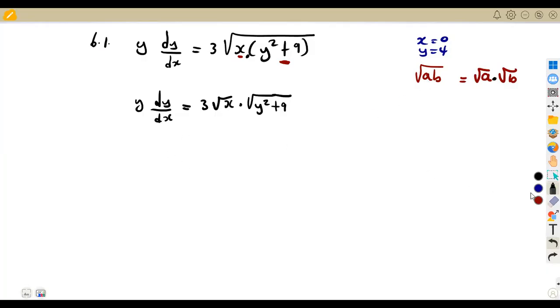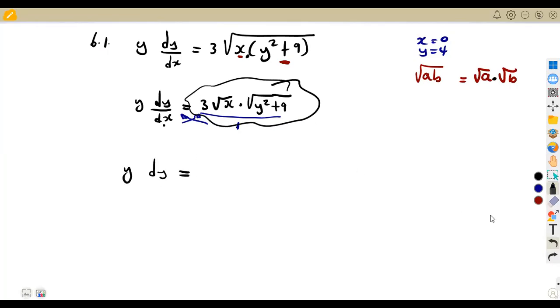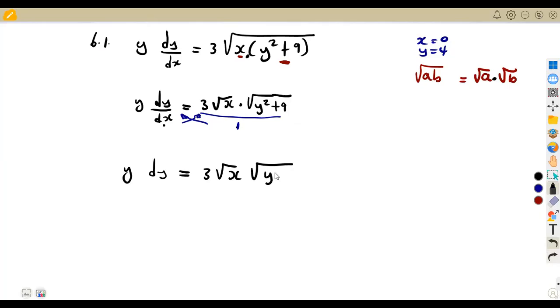Now we can separate what belongs to y with dy and what belongs to x with dx. We can simply cross multiply, because the left side is the same as over 1. So that is 1 times y dy, which is y dy, equal to dx multiplying the whole of this part: 3 square root of x times the square root of y squared plus 9, multiplied by dx. Remember, on our separation, we have to take this y with respect to y.